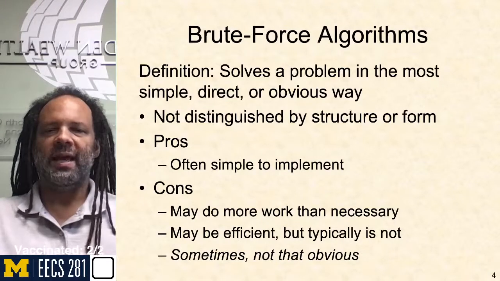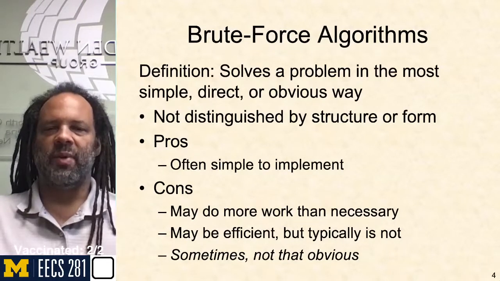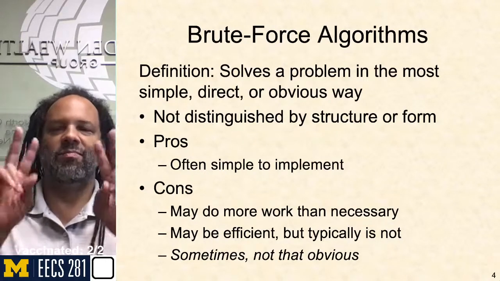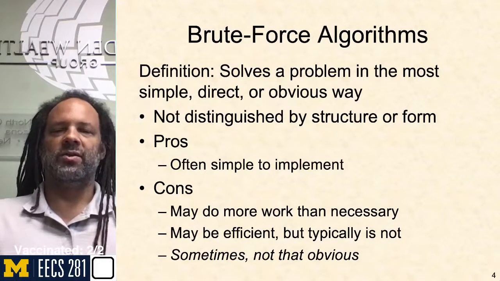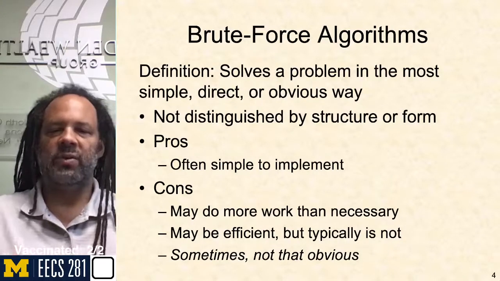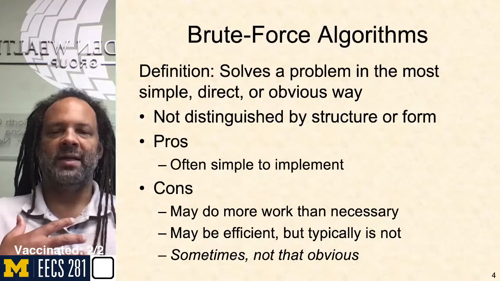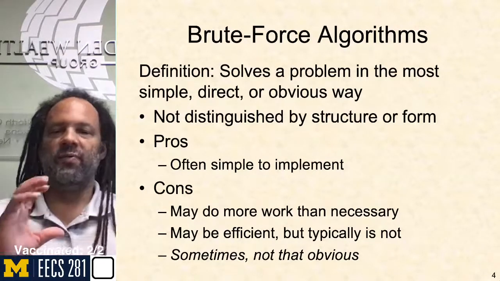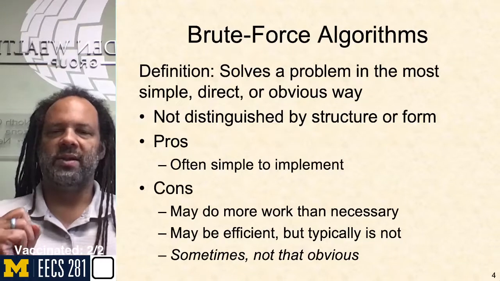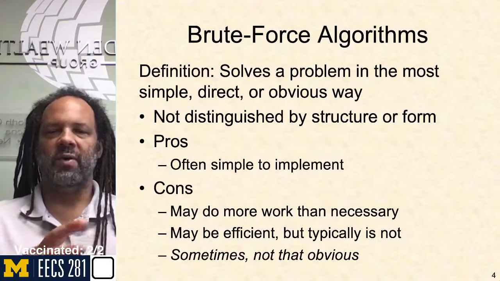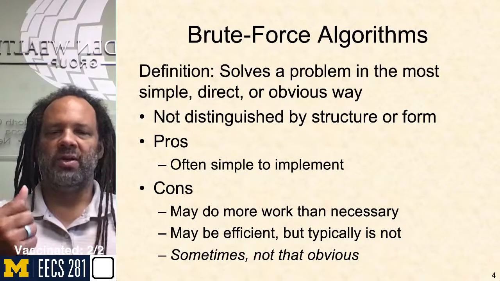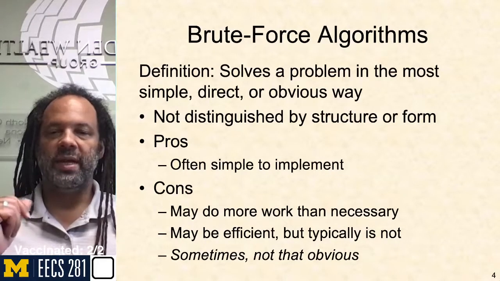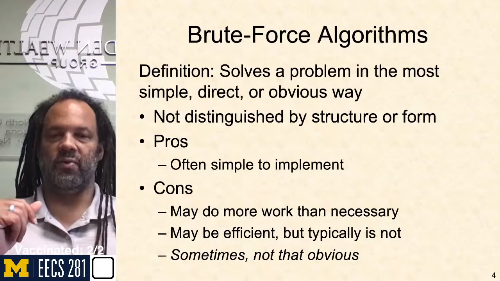So our brute force definition is any algorithm that solves a problem in the most simple, direct, or obvious way, hence the name brute force, right? There's no real distinguishable structure or form, meaning that if I say all brute force algorithms have a loop like this, or all brute force algorithms use recursion like this, we don't have that. Every brute force algorithm is sort of an algorithm unto itself. The key is it's just trying everything. Usually pretty easy to implement. That's one of the good things about brute force algorithms.